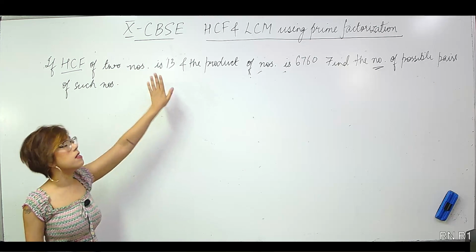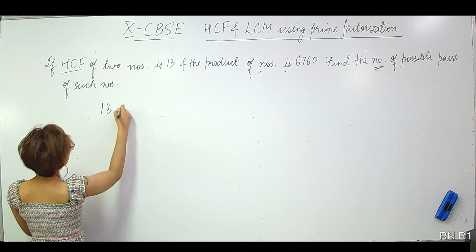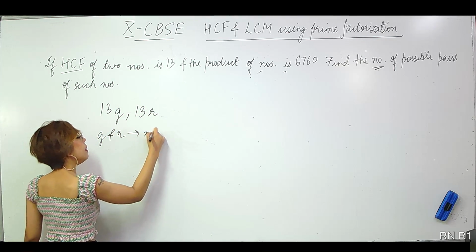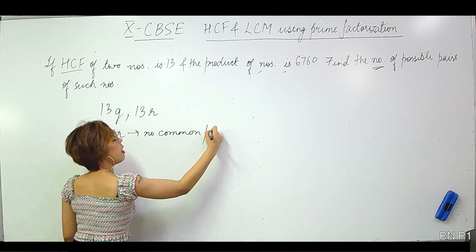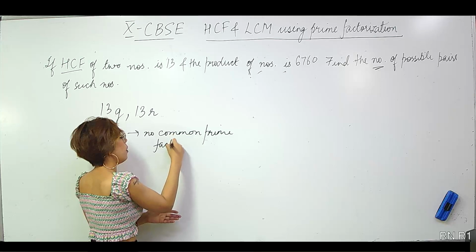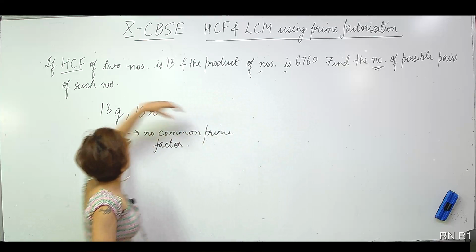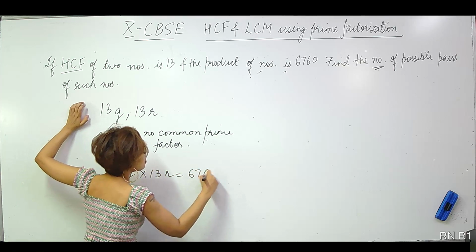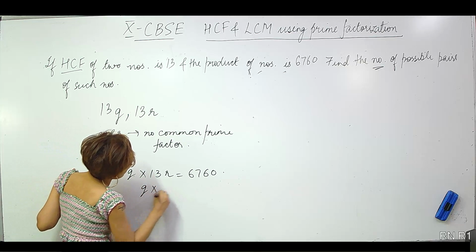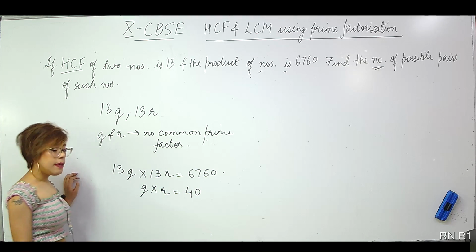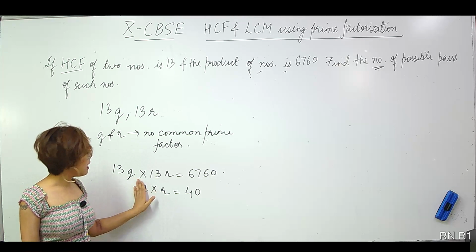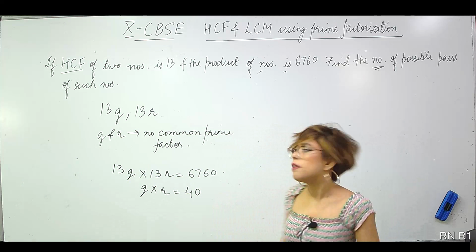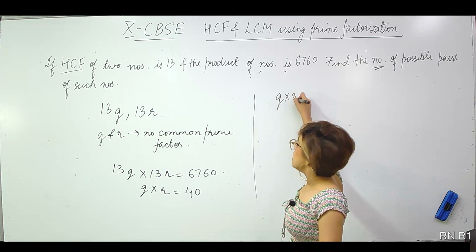Again, HCF of two numbers is 13, so I can consider my numbers to be 13Q and 13R, where Q and R have no common prime factor. Because I have said the point again and again, I am not repeating it. Now he says the product of the two numbers, so that means this into this. So 13Q into 13R is equal to 6760. Right? So Q into R actually turns out to be 40. Mind it, these two are natural numbers. This is a natural number, this is a natural number. So 40 has been expressed as a product of natural numbers. I can do that very well, right? So Q into R is equal to 40.